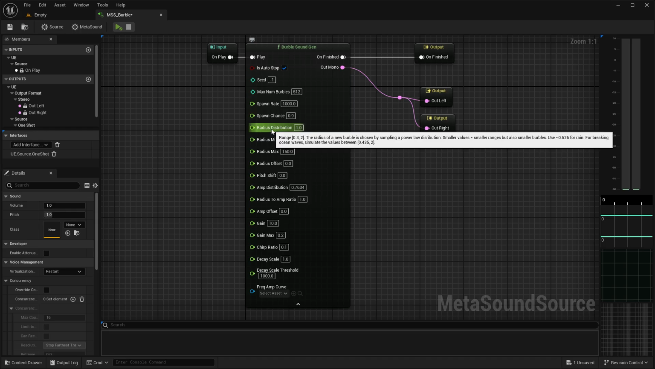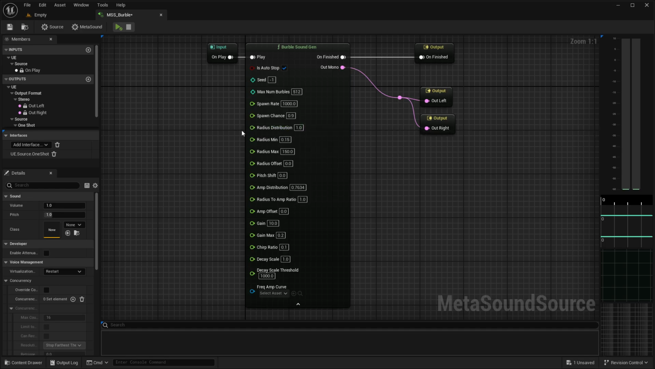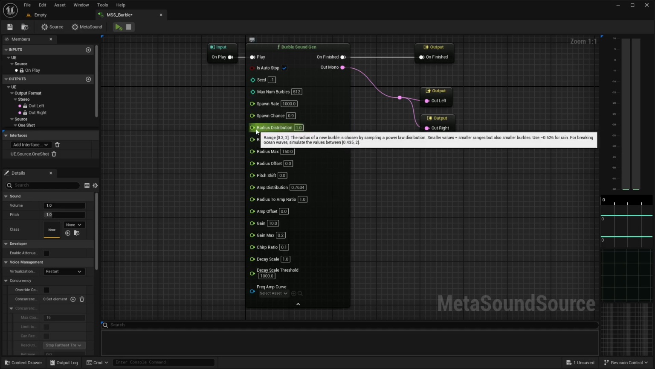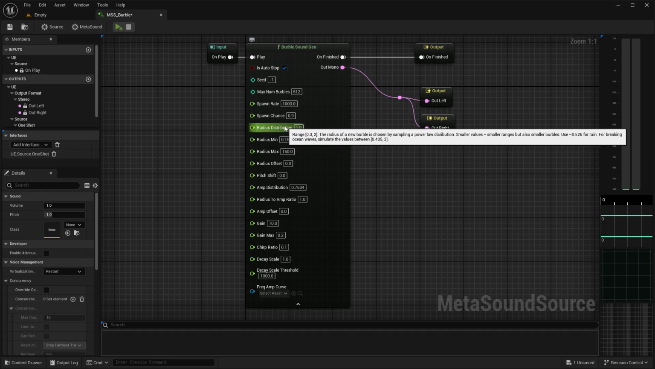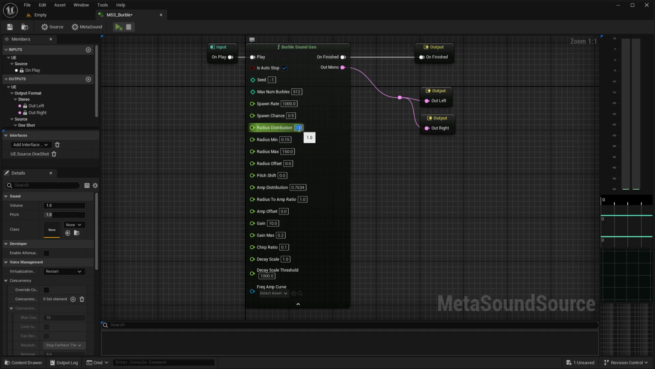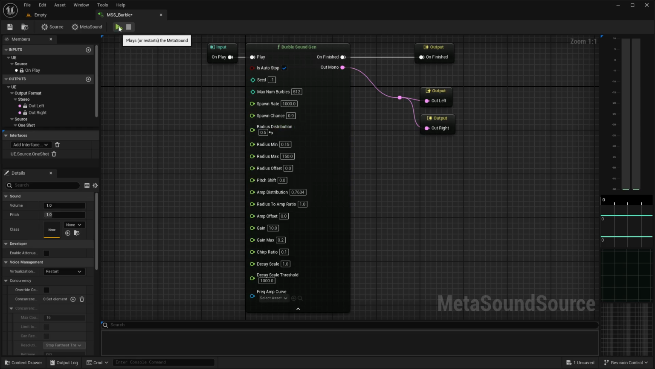As mentioned before, we sample the size of a new bubble from a power law distribution. This parameter is the power part of the distribution equation. If you reduce this, small bubbles will appear more dominant than large ones. And if you increase this, large bubbles will appear more frequently.